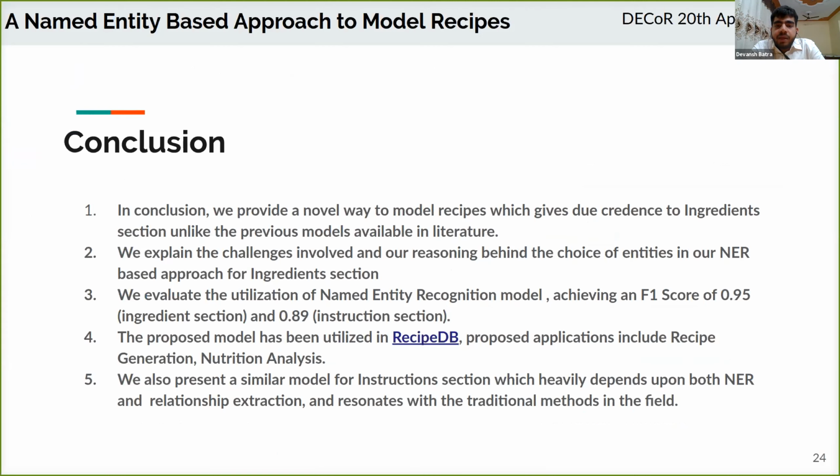So in conclusion, we provide a novel way to model recipes which gives due credence to ingredient section, unlike the previous models available in literature. We explain the challenges involved and our reasoning behind the choice of entities in our NER-based approach for ingredient section. We evaluate the utilization of named entity recognition model, achieving F1 scores of 95% and 90% in the ingredient section and instruction section respectively. And the proposed model has been utilized in recipe DB for the applications explained in the previous slide. We also present a similar model for instruction section, which heavily depends upon both NER and relationship extraction.